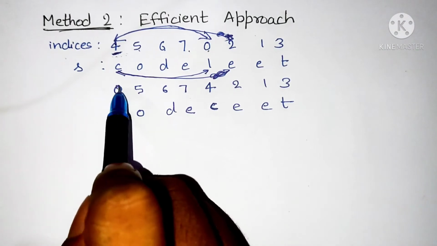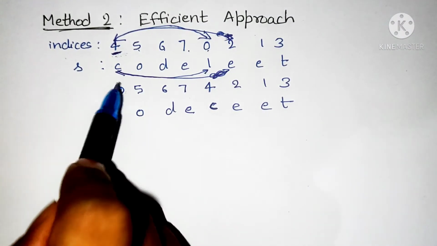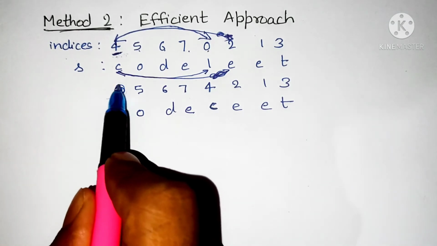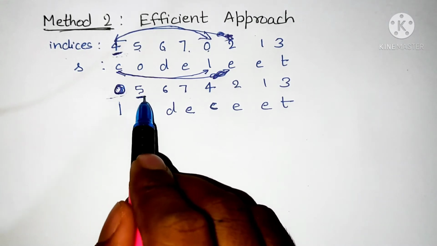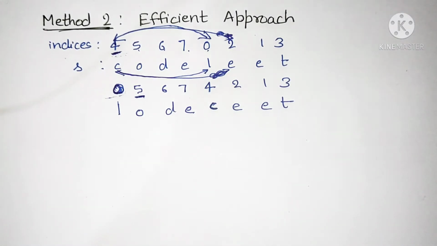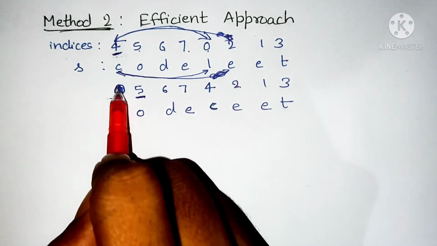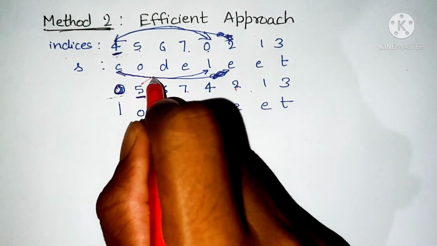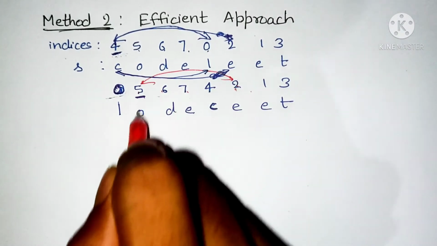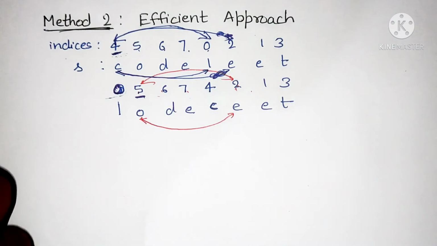After swapping, we see that 0 came here. Now we see that 0 is at its correct position, so we move to the next element. It is 5. What will be the position of 5? 5 should be present here, because 0 1 2 3 4 5. So we will swap these two, and corresponding to these two we will also swap these two. Then what will happen?